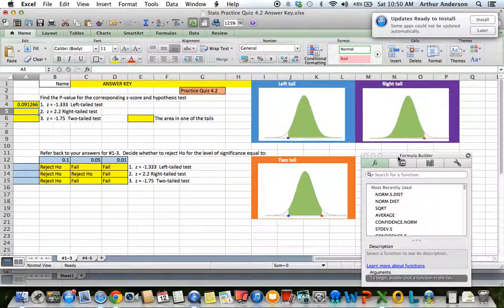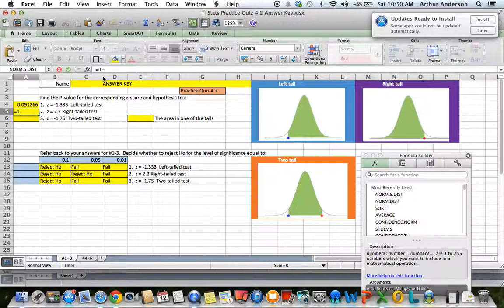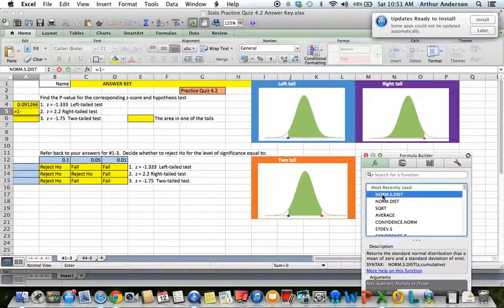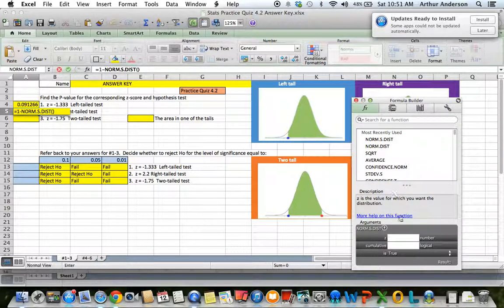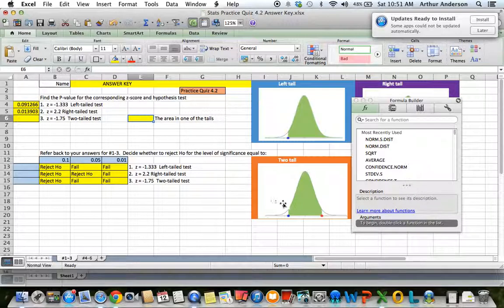the area under the curve is equal to 1, we want to go to the right of that vertical line, so therefore we're going to do 1 minus. So we're going to start by saying equals 1 minus, and then we'll select the norm.s.dist function, and entering the z-score. We have z-score is 2.2, and the cumulative is again true, so we have that answer of approximately 1.4%.